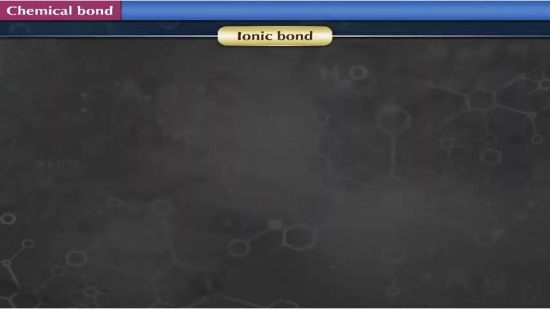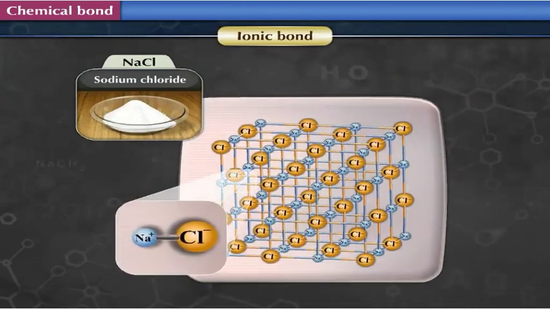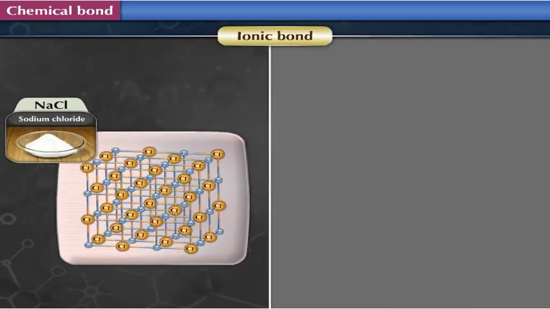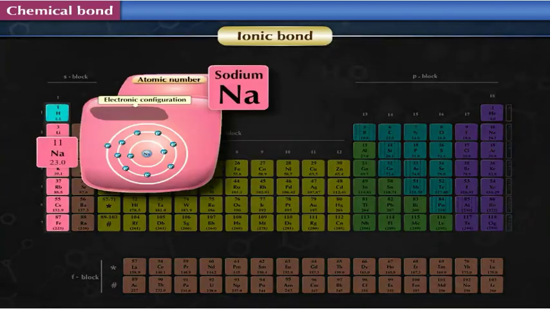Ionic bond. The compound sodium chloride is formed from the constituent elements sodium and chlorine. To understand how this compound is formed, we shall see the electronic configuration of sodium and chlorine. The atomic number of sodium is 11, so its electronic configuration is 2, 8, 1. Sodium atom has one electron in its outermost shell and thus its valency is also 1.